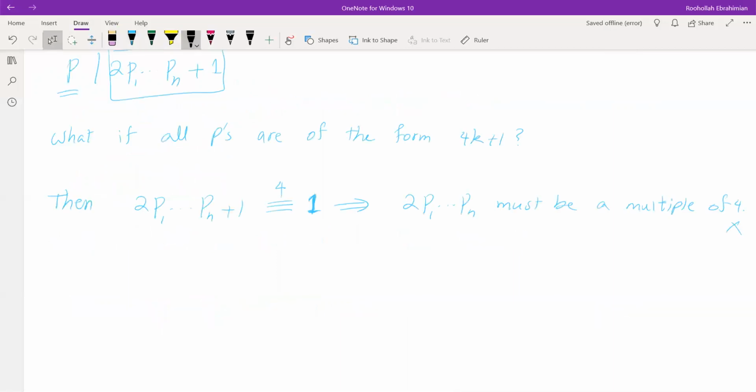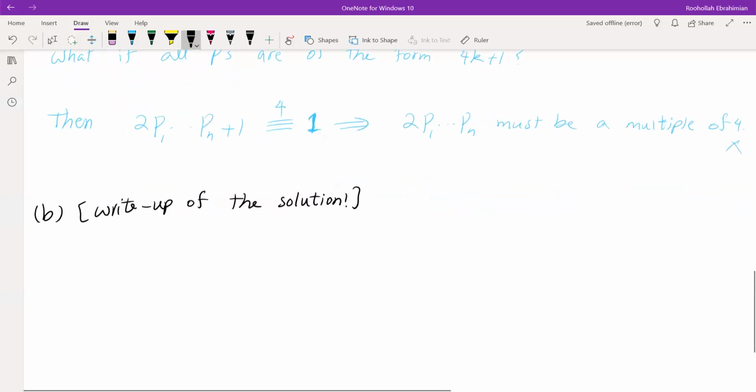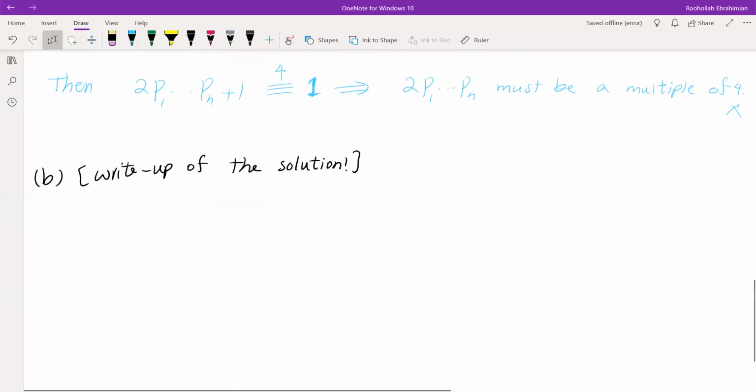Now that we obtained the solution, we're going to write down the solution. So this is the write-up of the solution. Okay, so what do we do as a write-up? So we're going to prove by contradiction.